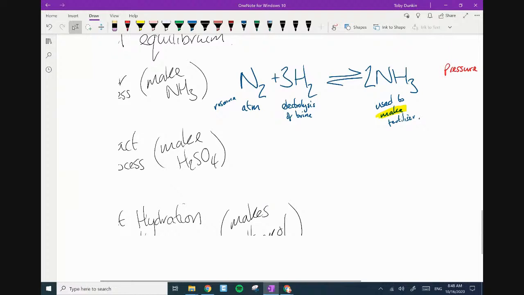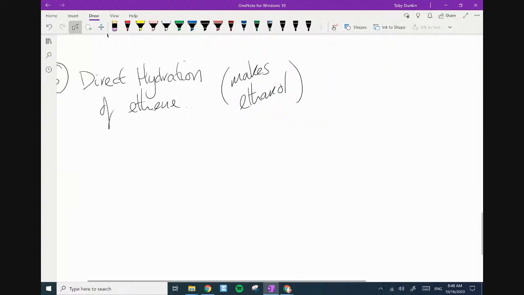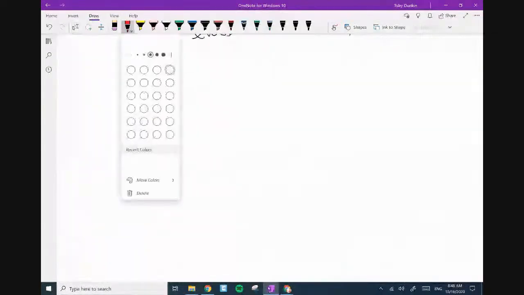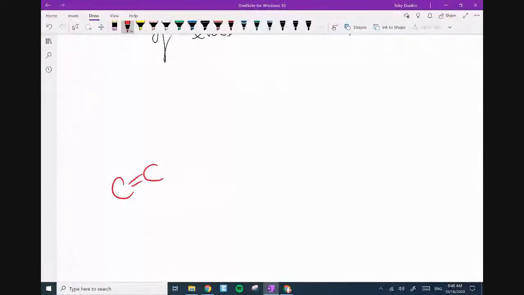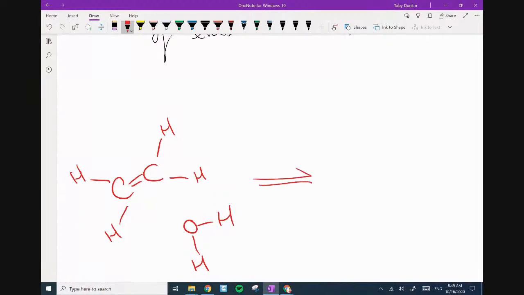Yeah, that is not the same thing. So, just to show you, hydration is the addition of water. So here's ethene, here is water. We push those two together in equilibrium, and I'm going to form ethanol. I ought to color code this to show you the atoms that are joining.